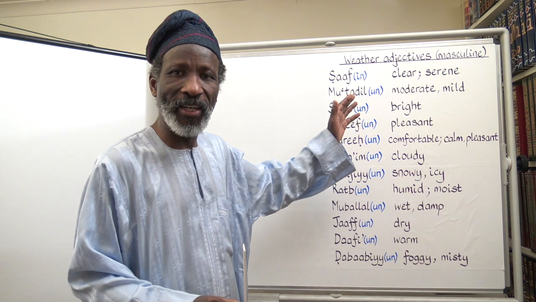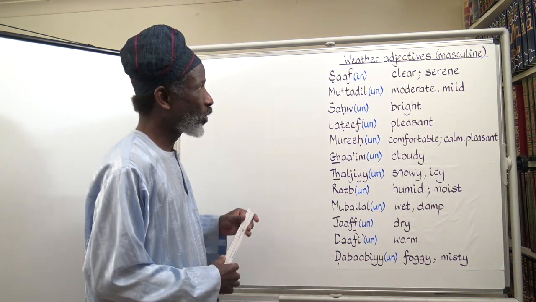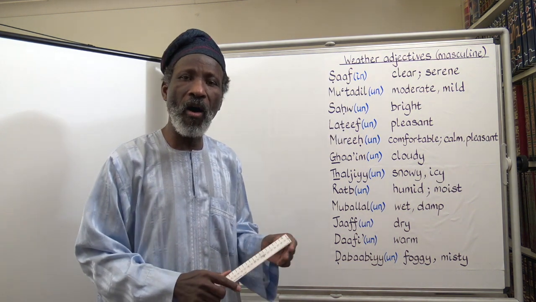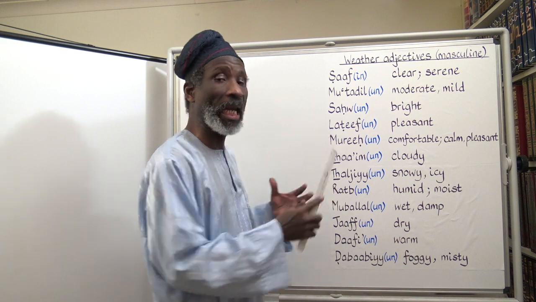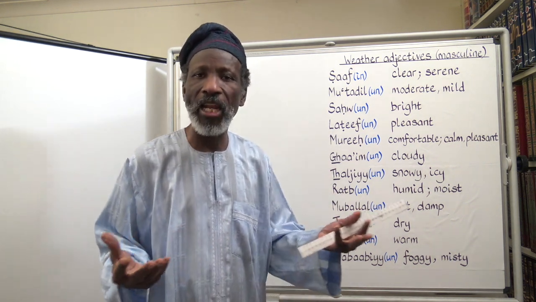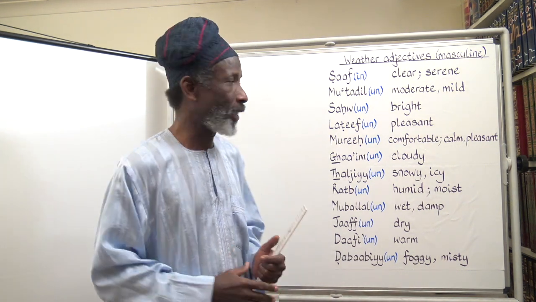Additional vocabulary. So we have weather adjectives. Safin, that means clear. You can say الجو صافٍ اليوم. Weather is very clear today.